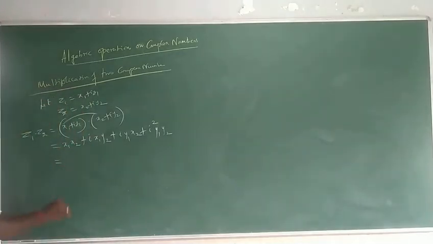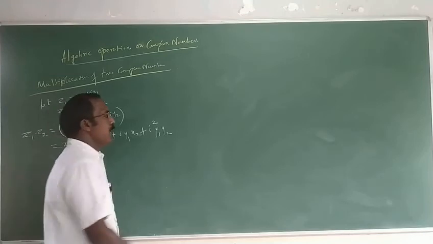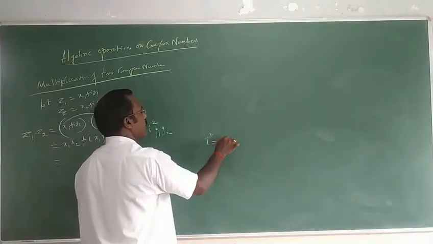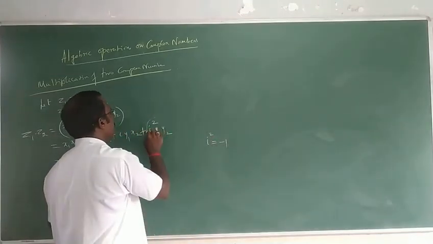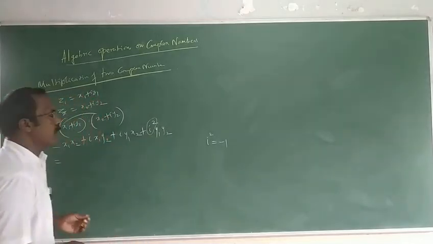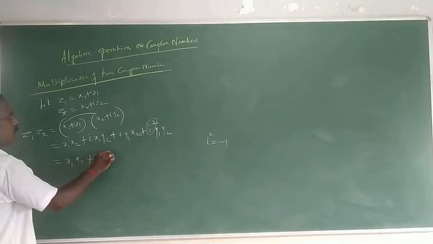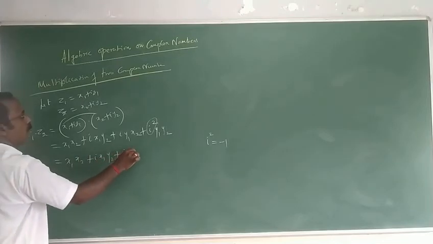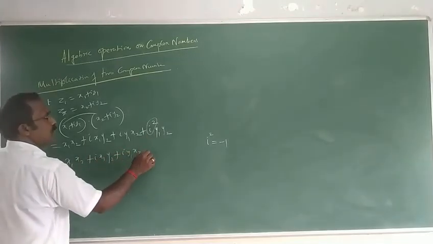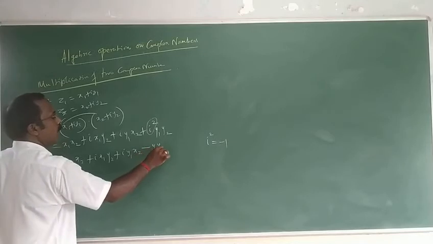So we know in the complex number property, the value of i square is equal to minus 1. Now replacing the value of i square with minus 1, we get x1 x2 plus i into x1 y2 plus i into y1 x2, and i square value is minus 1, so minus y1 y2.